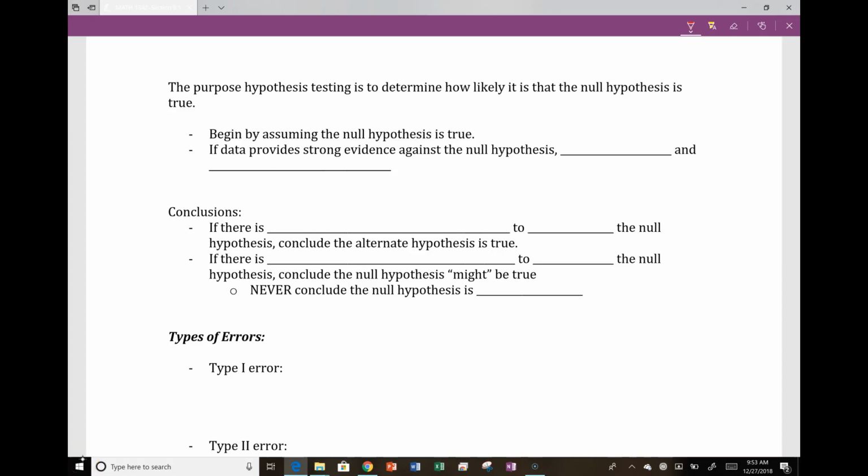In this video, we're going to continue our discussion with hypothesis testing. We're going to look at what we are actually wanting our outcomes to look like. So the purpose of hypothesis testing is to determine how likely it is that the null hypothesis is true. So what we do is we begin with assuming that the null hypothesis is true. That's the value that we're looking at.